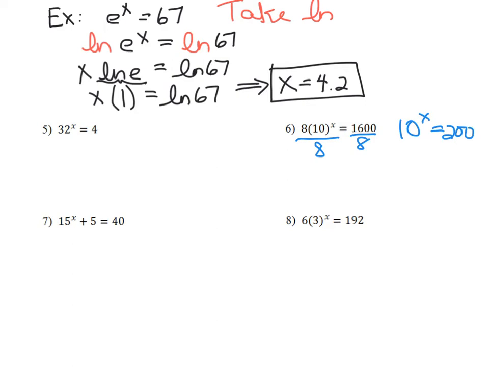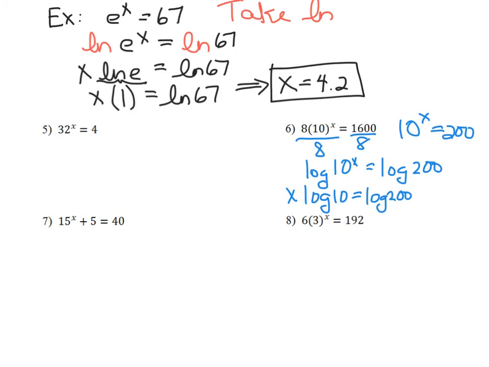Now this time it worked out to be a nice whole number. It won't necessarily always do that. Let's take the log on both sides of the equation. So log of 10 to the x is equal to log of 200. Bring that x down in front. So x log of 10 equals log of 200.